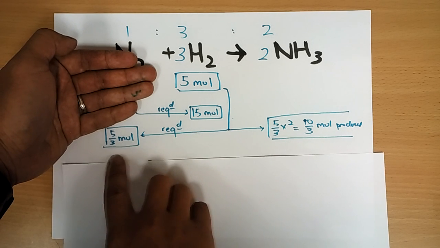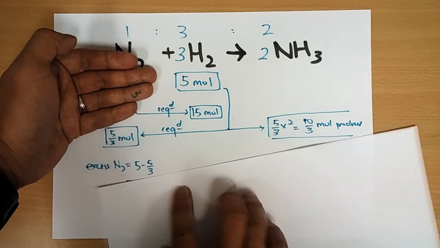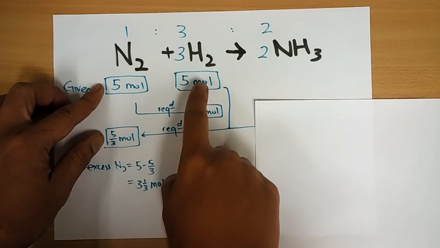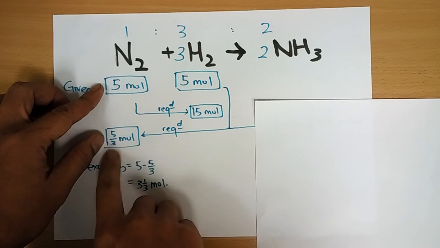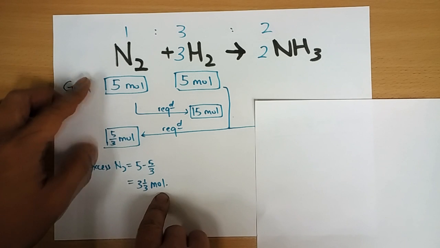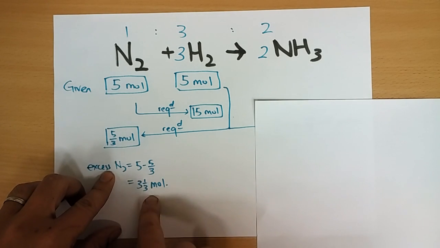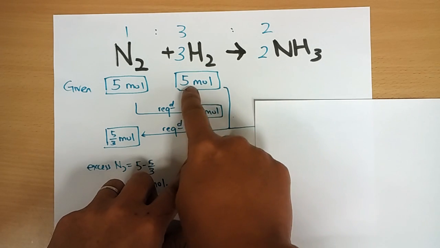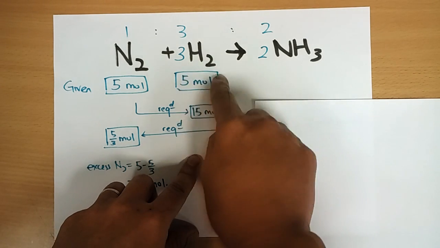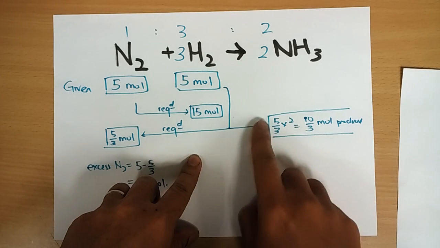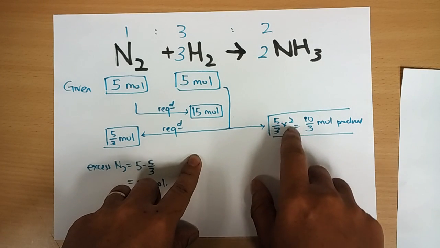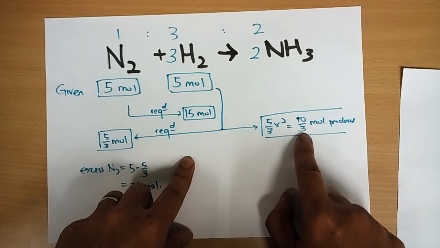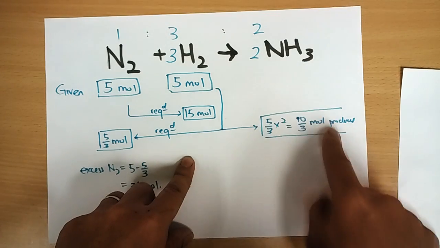Okay, and my excess nitrogen will be 5 moles minus 5/3, because I only will require 5/3, and that will be 3 and 1/3 moles of excess nitrogen that is not reacted. And since hydrogen is the limiting reagent, 5 moles of hydrogen, which is completely used up, will give me 5/3 times 2. 3:2. So I divide by 1 unit first, then times 2. And this will give me 10/3 moles of ammonia gas produced.